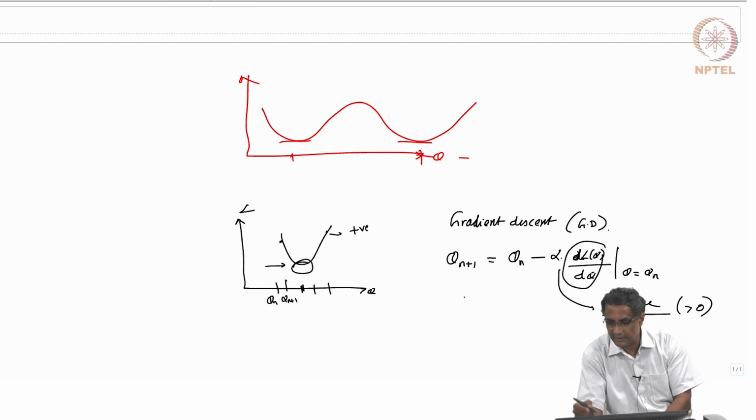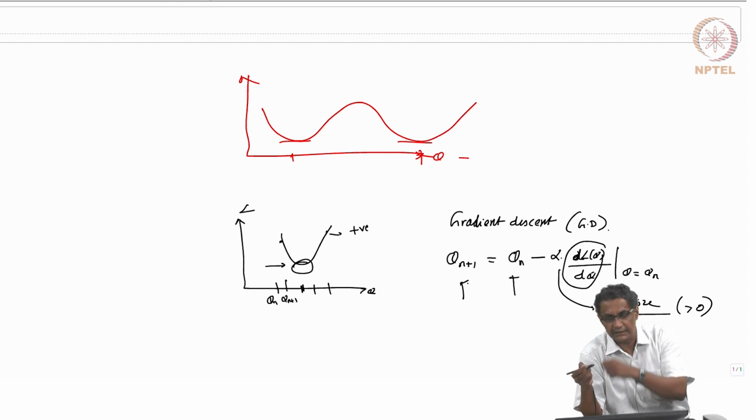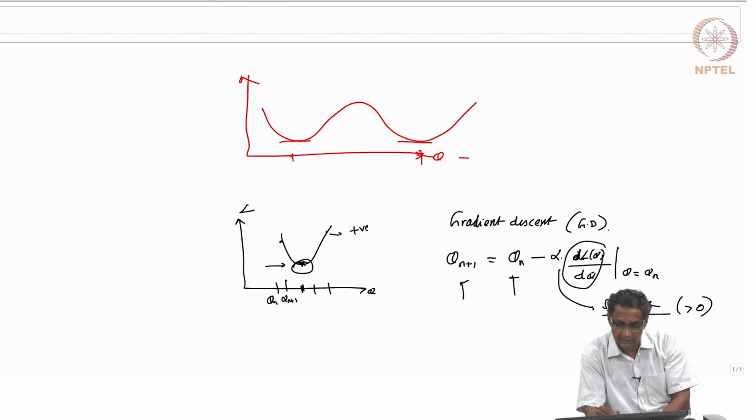Then this theta n plus 1 becomes the next theta n, and if you do this continuously, it is iterative. The nth iteration, you go on and on and on. The hope is that you will hit the minimum. Now this is okay if you had a convex surface.